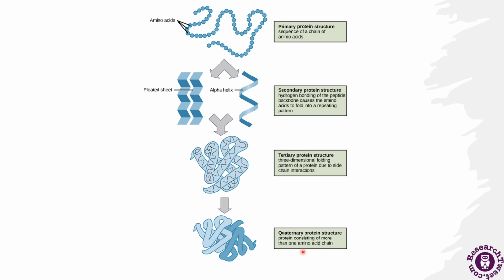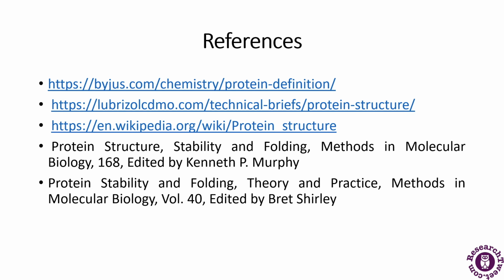Quaternary structure is a protein consisting of more than one amino acid chain. Quaternary structure is the next step, between two or more polypeptide chains, each from the tertiary structure, and is a specific arrangement and interaction. So this is all about the structure of the protein.